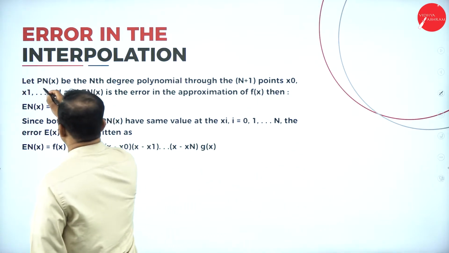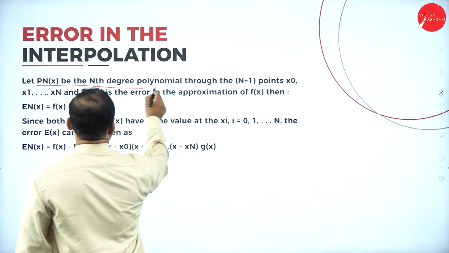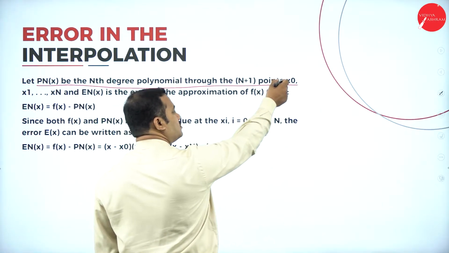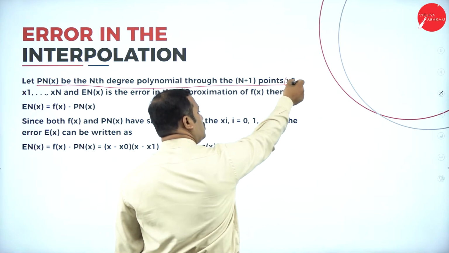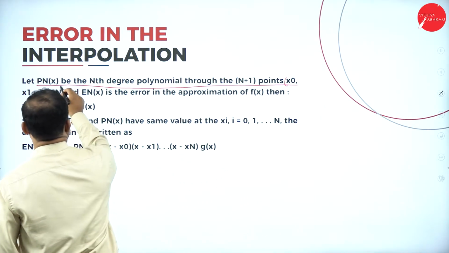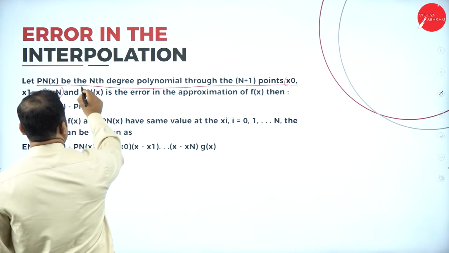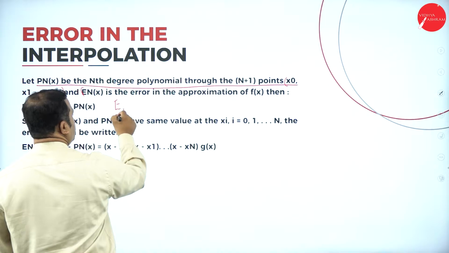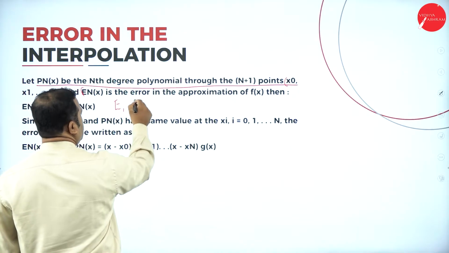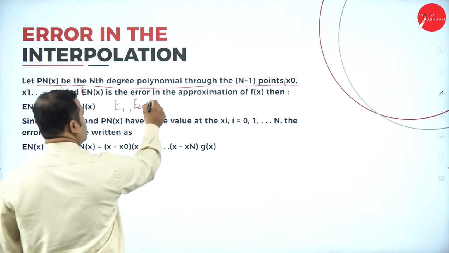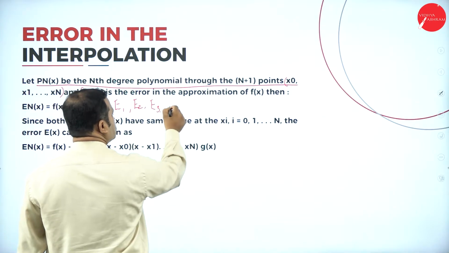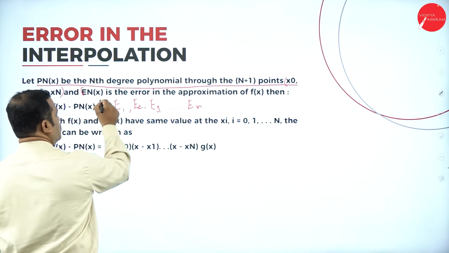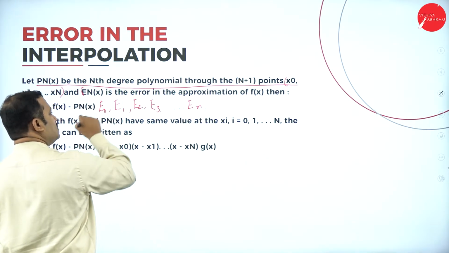Now, if I consider Pn of x to be the nth degree polynomial through the n plus 1 points, varying from x0 to xn. Similarly, En indicates the error in the nth iteration. E1 is the error in the first iteration, E2 the error in the second iteration, E3 the error in the third iteration, and so on up to En, the error in the nth iteration. E0 corresponds to the error in the 0th iteration.